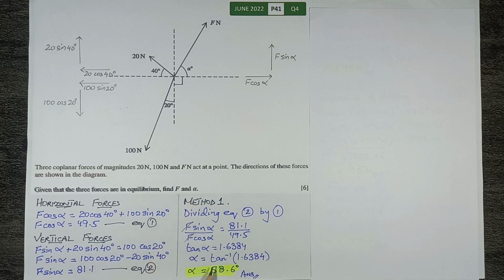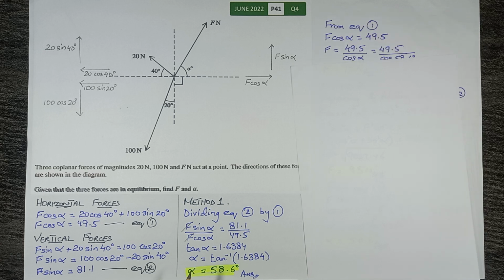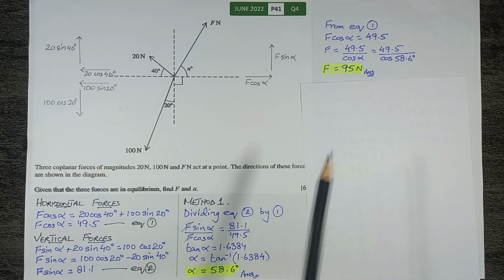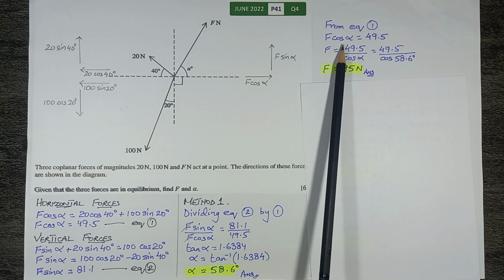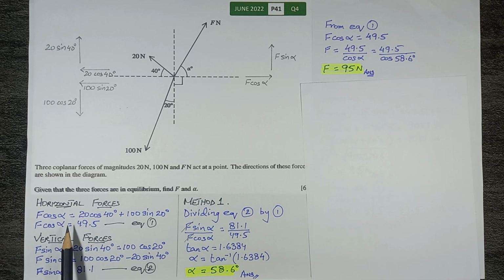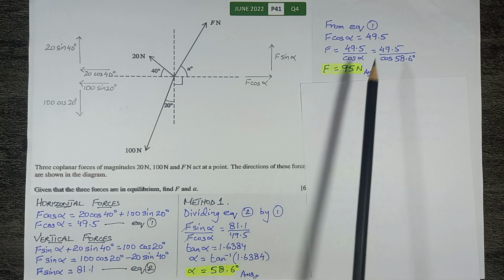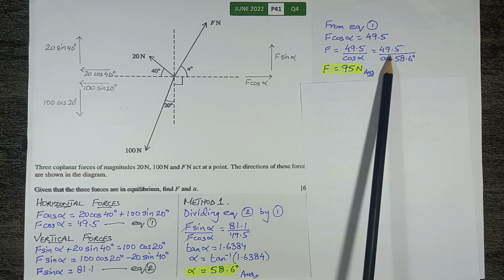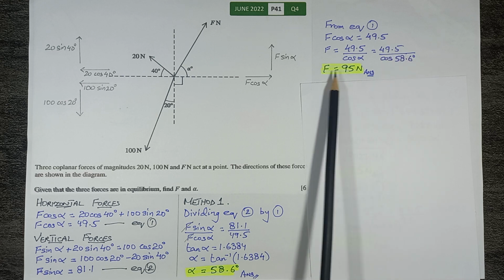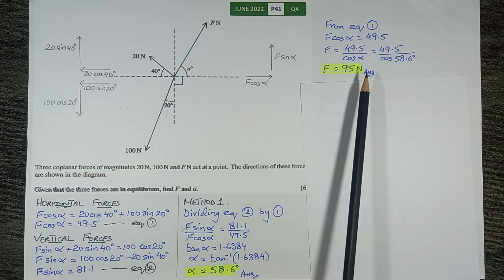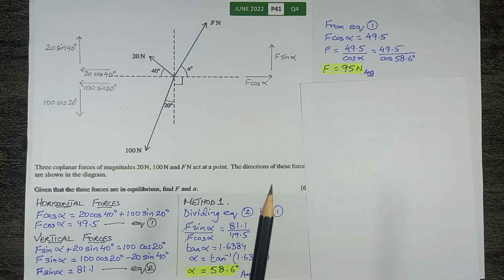Now, because we have found the value of alpha, just place this alpha in any of the equations, whether equation 1 or equation 2, and get the value of F. So if we take equation 1, which is F cos alpha equals 49.5, place the value of the angle 58.6 over here, divide 49.5 by cos 58.6, and you will get the value of F as 95 Newton. Very easy method, super simple.